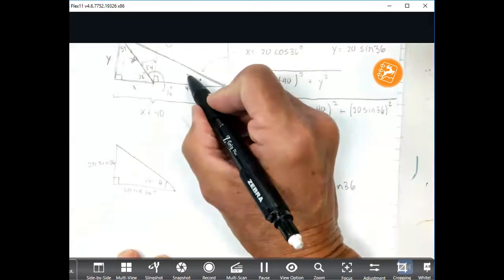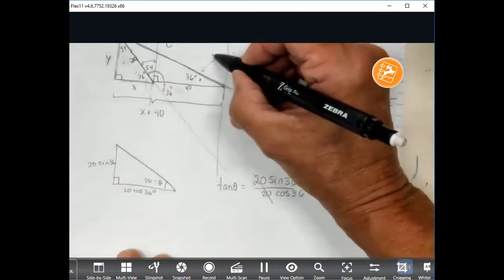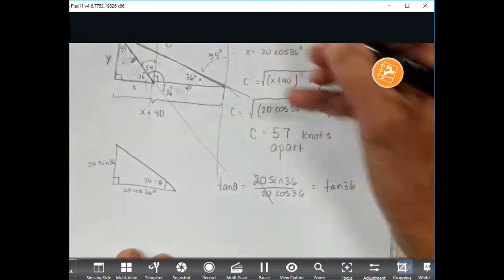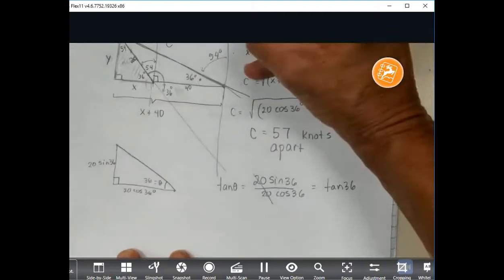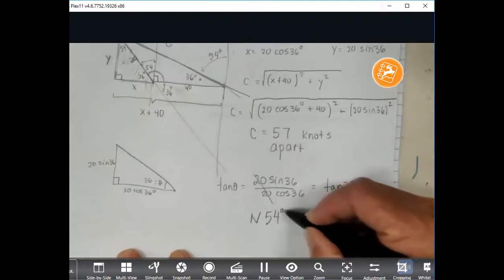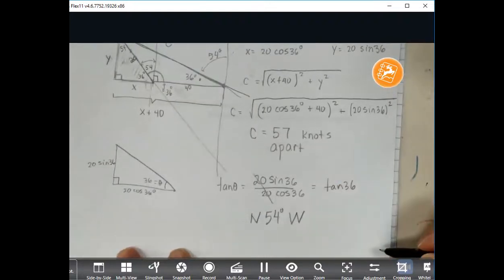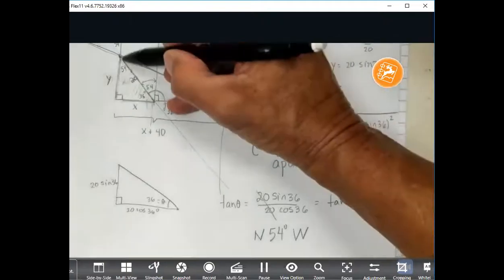So if this angle is 36 degrees, what's the measure of this angle? 54 degrees. So let's write that as a bearing. A bearing of north 54 degrees west. Yes, sir. We're looking at the big triangle on the right? We're looking at the big triangle, period.